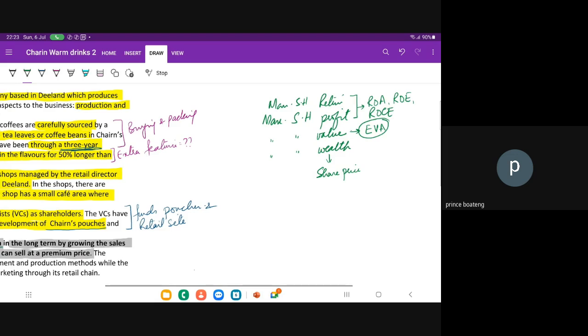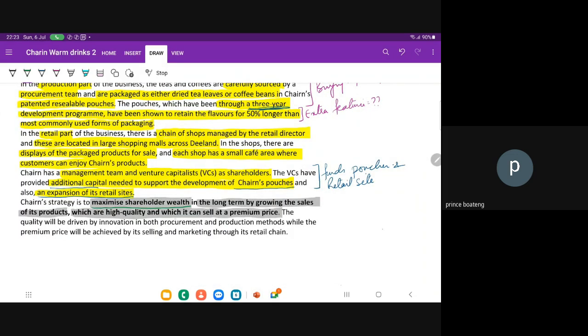So in this case, they want to maximize shareholder wealth. If they are talking about wealth, that means we want to maximize the share price of the company, or whatever they can have from the company. So mainly it's share price. In the long term, by growing the sales, you have to focus on sales growth. How do you want to improve the wealth in the long term?